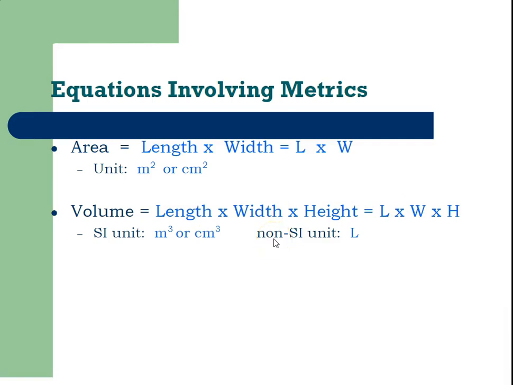The non-SI unit would be liters. That gets used sometimes too. And the reason for that is if you have a cube that is 1 centimeter by 1 centimeter by 1 centimeter. So if the length is 1 centimeter, the width is 1 centimeter, and the height is 1 centimeter, you would be able to fit 1 milliliter of water into it. So 1 cubic centimeter actually ends up being the exact same thing as 1 milliliter.